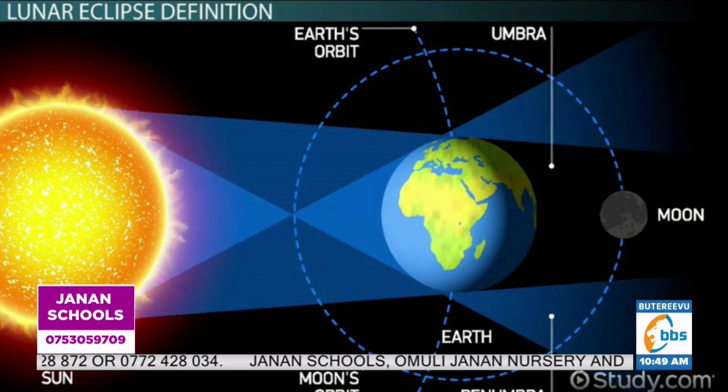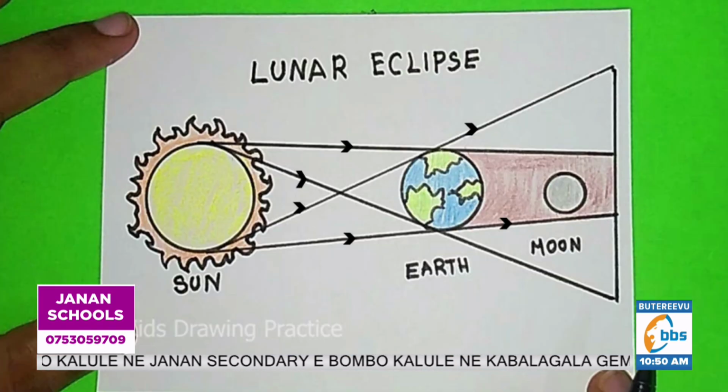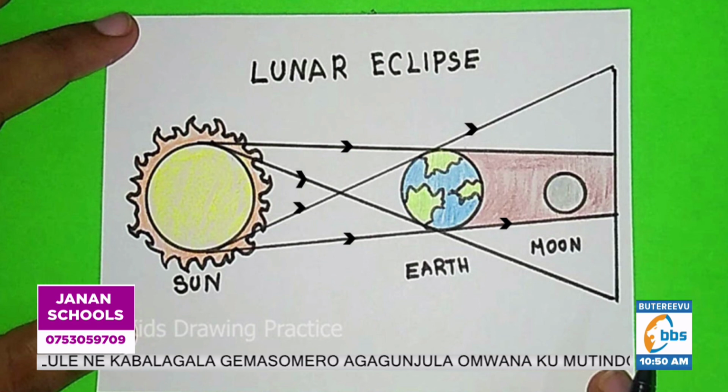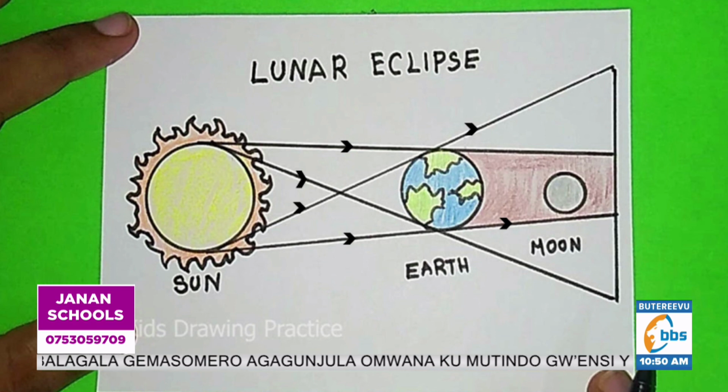You can imagine that the arrangement, please don't forget the arrangement, is the sun, earth, then moon. But the moon is completely under the umbra. It is fully covered by the earth's shadow. Now, I want you also to look at that. That's another drawing for lunar eclipse. Don't forget the arrows. They are very important.